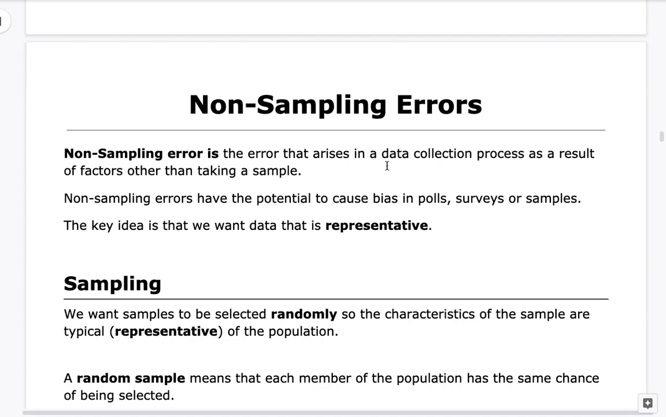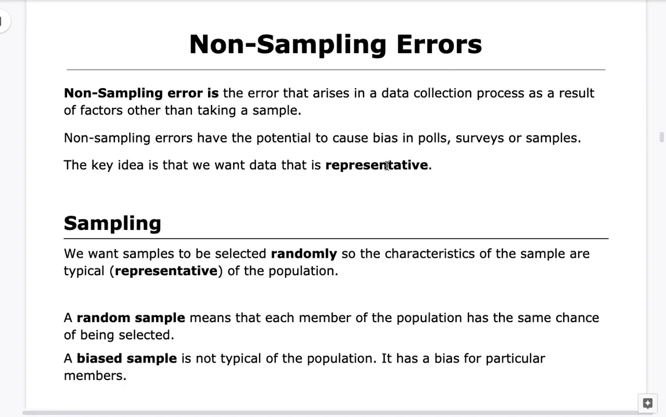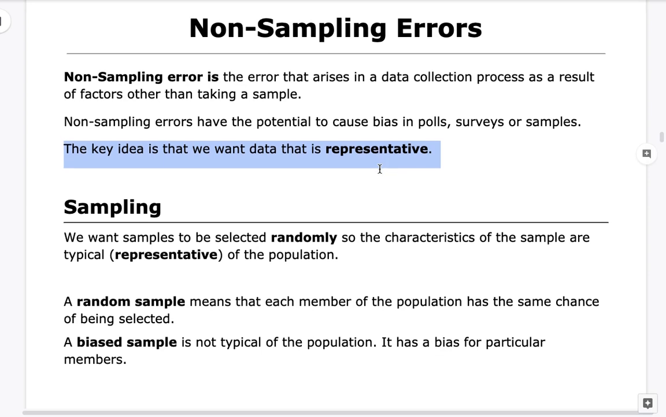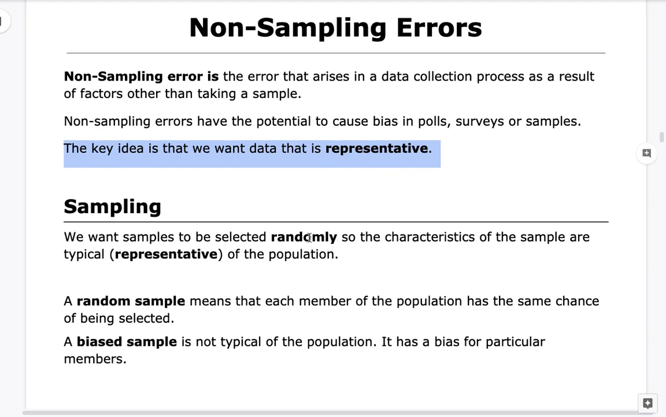So the second type of error are non-sampling errors. So they are due to other factors. Okay, so the key thing that we want to remember is that we want data that is representative. That's the gold standard. Okay, now if data has been selected randomly, then we will get representative data.